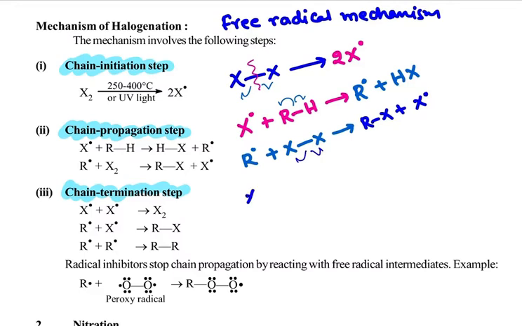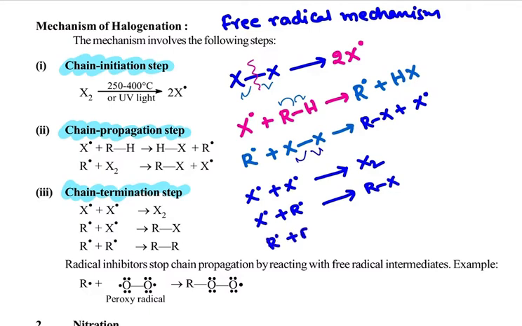Here, free radicals means X radical and alkyl radical. When two X radicals combine together, you get halogen. When an X radical and an alkyl radical combine, you get alkyl halide. When two R radicals combine together, we get alkane. Like that, this is the initiation step.